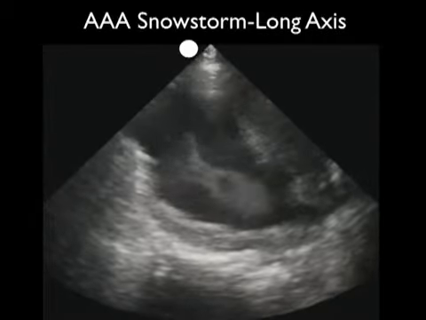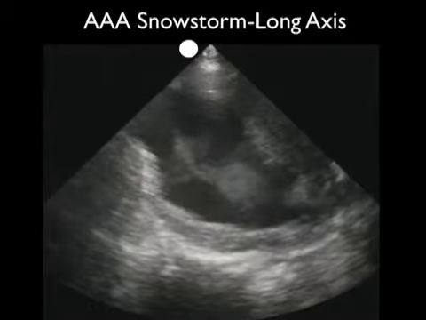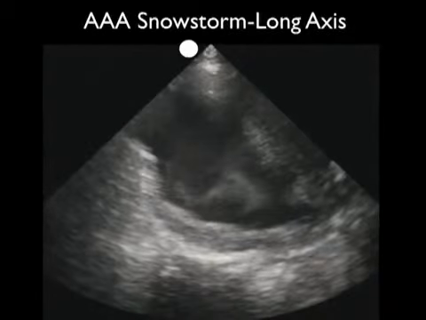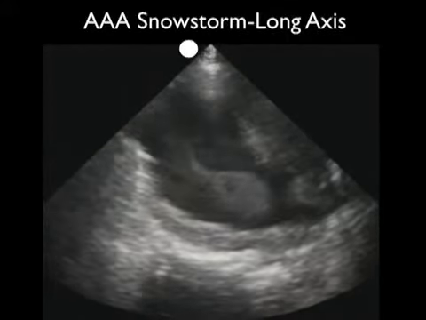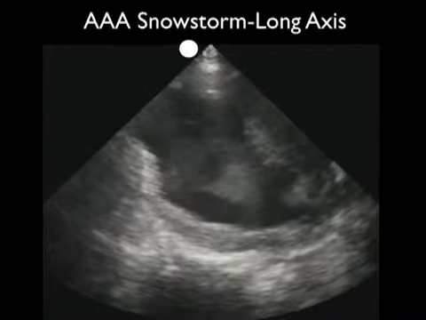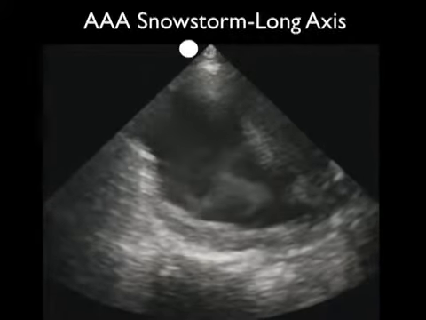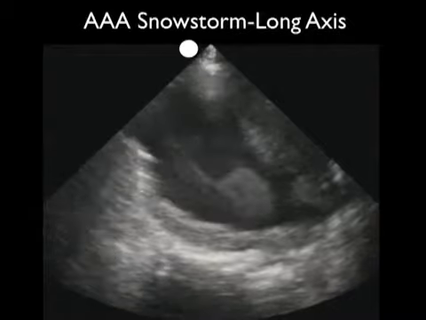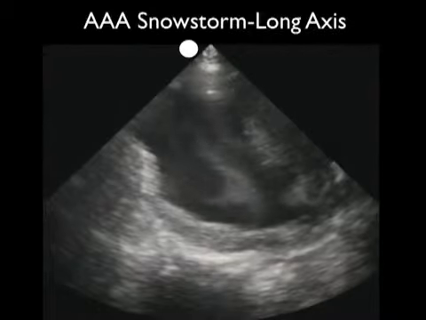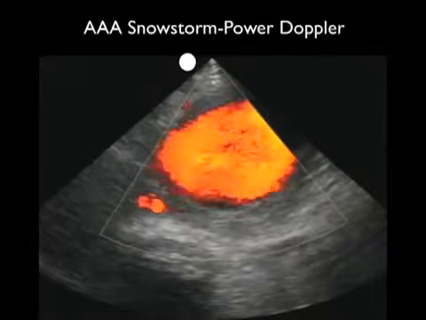Here's a long axis configuration of the same AAA, and again we can almost take the patient's heartbeat or pulse by measuring the movements of the swirls of blood within this chaotic flow of blood within the large AAA. And we can see the deposition of the thrombus both on the anterior and posterior walls of this very large AAA.